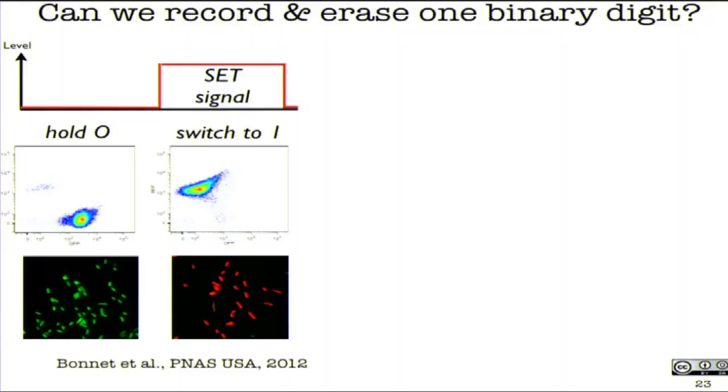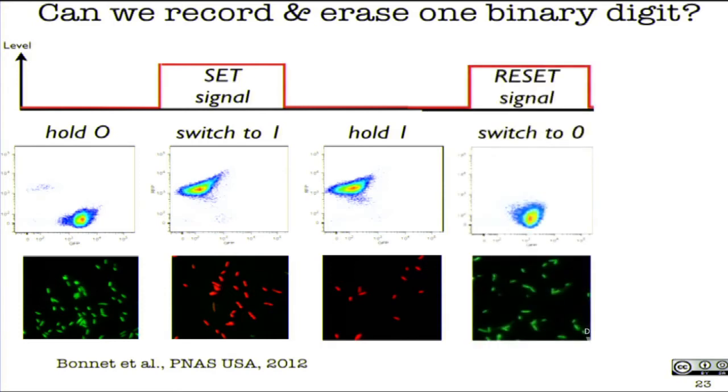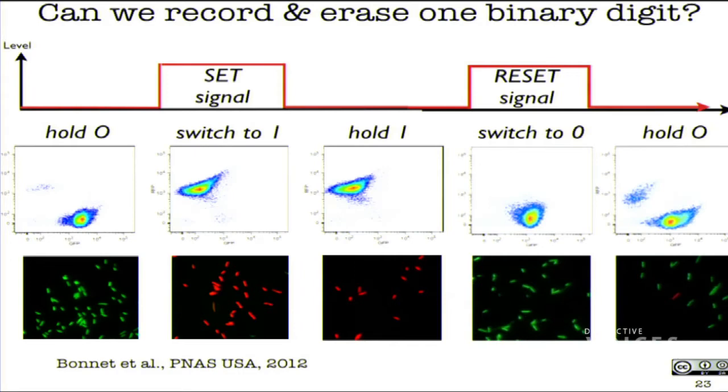We start with cells, and the little data register is pointing to the right, so the cells are green. We set the bit, and we flip the DNA, and the cells become red. We remove that signal, and the cells stay red. They're storing the information. Then we flip the DNA back, and the cells are green again. We remove that signal, and most of the cells stay green. You see that one little cell turn back red? It's not perfect yet. The reset reaction is still a little bit messy.